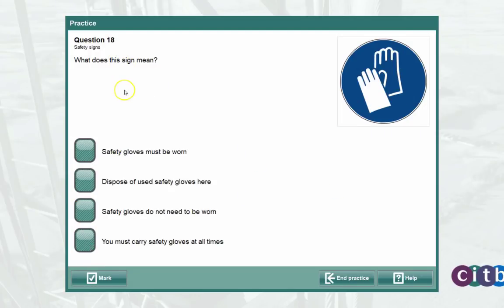What does this sign mean? Safety gloves must be worn. Dispose of used safety gloves here. Safety gloves do not need to be worn. You must carry safety gloves at all times.